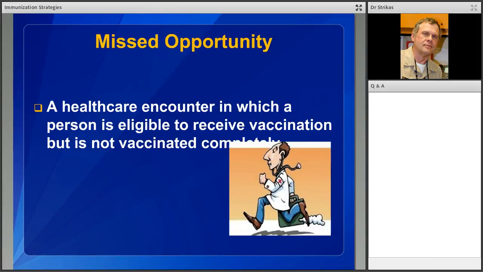A missed opportunity is a healthcare encounter in which a person is eligible to receive a vaccination but is not vaccinated completely. Missed opportunities occur in all settings in which immunizations are offered, whether primary care settings or others. Here we see a physician chasing after a patient who did not receive an indicated vaccine at a just concluded clinic visit.